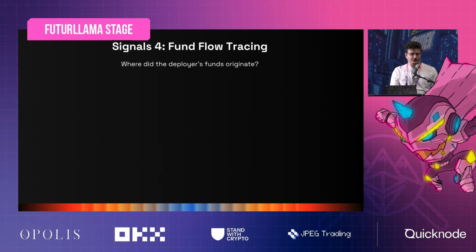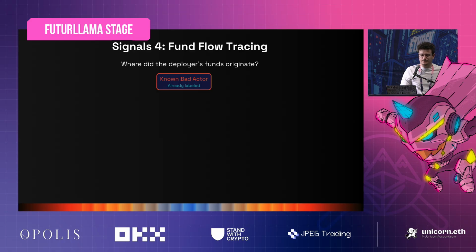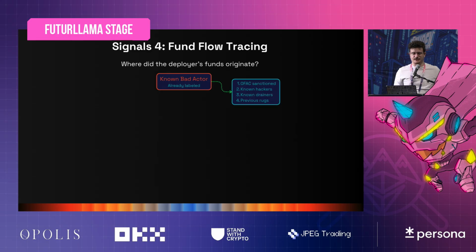Then, fund tracing, as I mentioned before. Where is the money coming from? This is like following the gold coins. As I mentioned, we know a lot of bad actors that we already label, like OFAC sanctioned, known hackers, known drainers, previous rug pulls. So we already know them. The question now is, what are they doing? Where are they moving the funds?